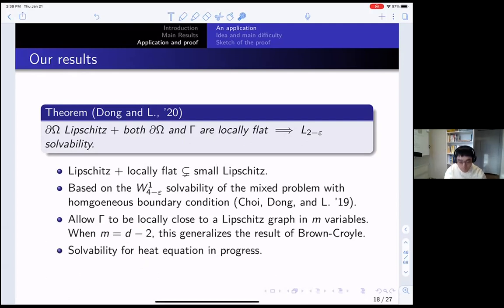And of course, I should say for the heat equation, that's more relevant to this talk, there is some work in progress using our main results in this talk.